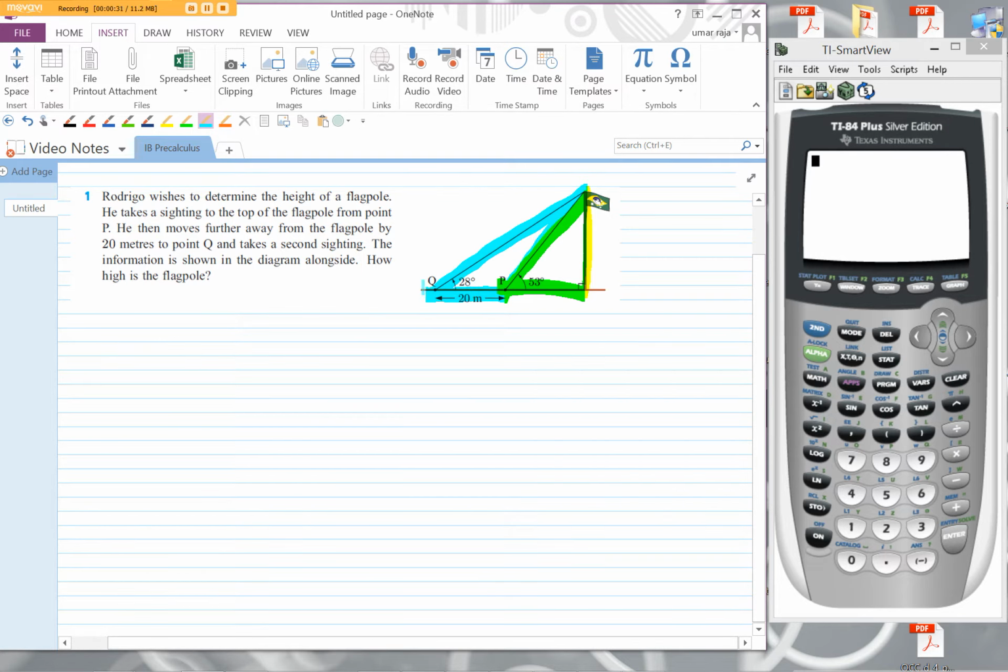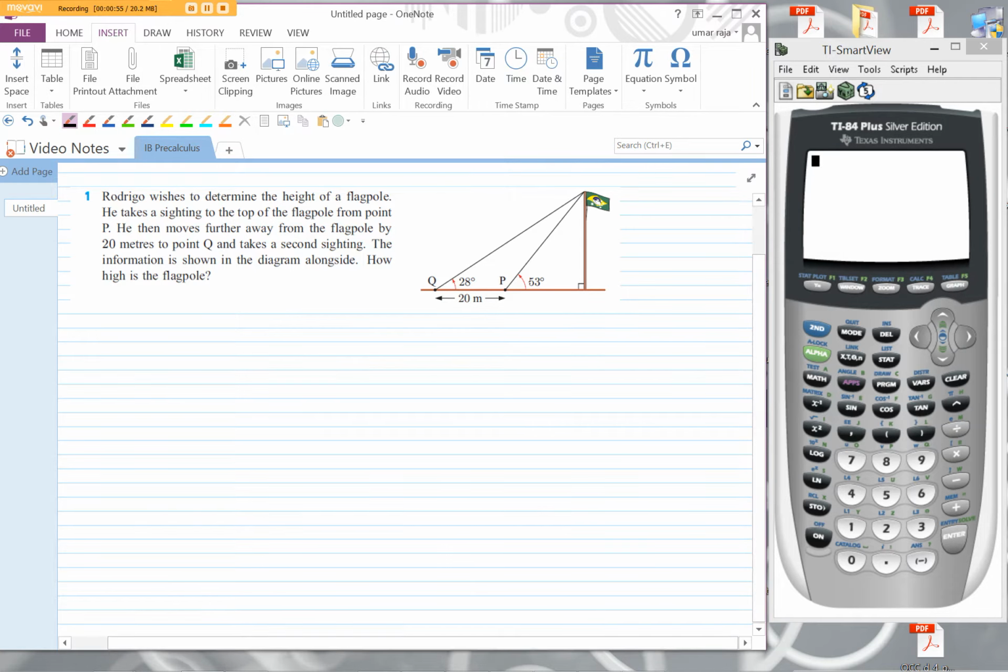So how are we going to use the info that they gave you? One of the angles is 28 degrees, one of the other angles is a 53-degree angle, and the distance from point P all the way up to point Q is 20 meters. So how do you use that to determine the height of the flagpole? Well, there's so many different ways you can get to the final answer, but I personally would do this.